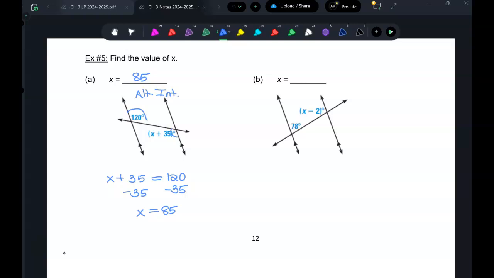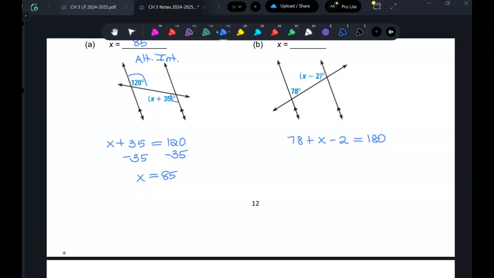All right. Now, these two angles, are they corresponding? No, same side interior. So what do they have to add up to? 78 plus x minus 2 equals 180. Good. This angle is 78 and this one's x minus 2.